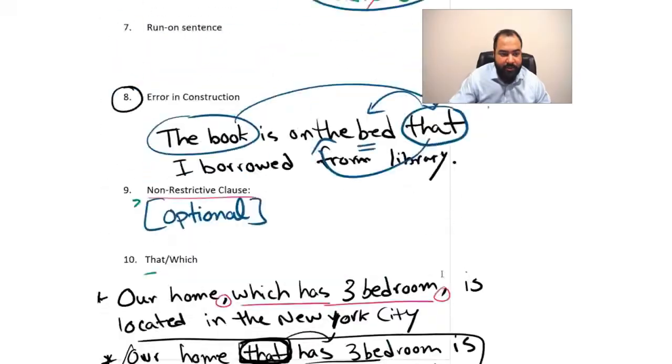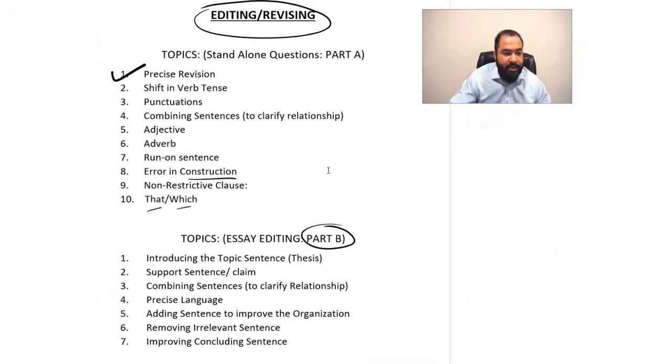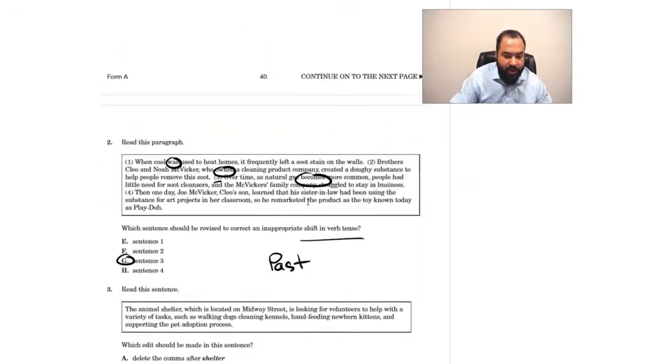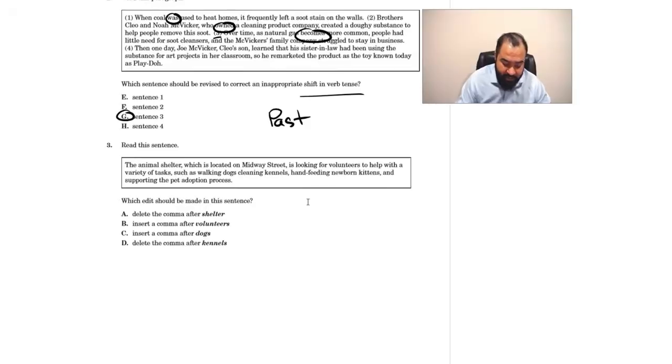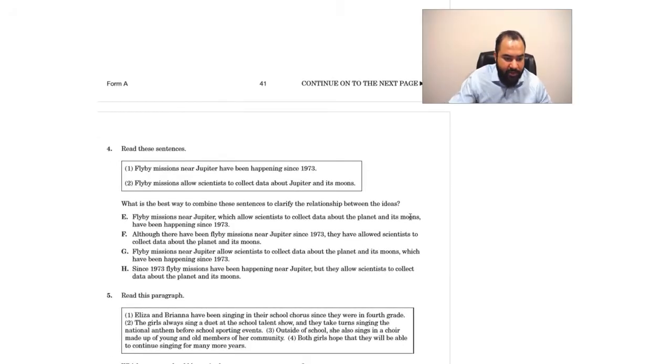So sentence 3 is the problem. All right, so that was the verb tense, the second, the shift in verb tense. We did one example. Now let's go for the third one. It says the animal shelter, which is located on Midway Street, is looking for volunteers to help a variety of tasks, such as walking dogs, cleaning kennels, hand feeding. You see, they're listing a bunch of work. So when you're listing things, what do you put? A comma. So you have to put a comma after "dog." This is a punctuation question. I'm going to put a check mark later.